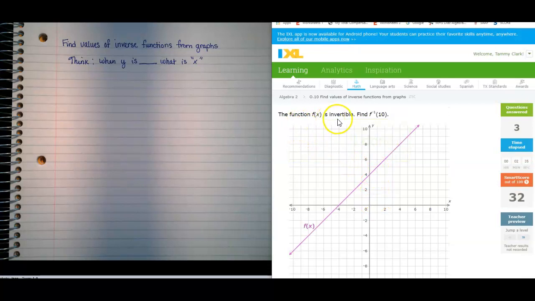The function f of x is invertible. Find inverse of 10. So on our y-axis again, we go to 10, and what we're trying to figure out is on this linear function, when y is 10, what is x? Well, x is 6.